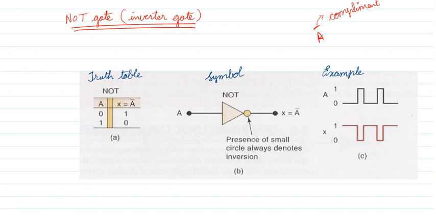If you look at this example, if the input A is given, what is the output? Whenever it is 0, it is 1. Whenever it is 1, it is 0. Whenever it is 0, it is 1. Whenever it is 1, it is 0. It is inverted. A and X are inverted. A is the input, X is the output. It is inverted or complemented. Other name is complementing gate.